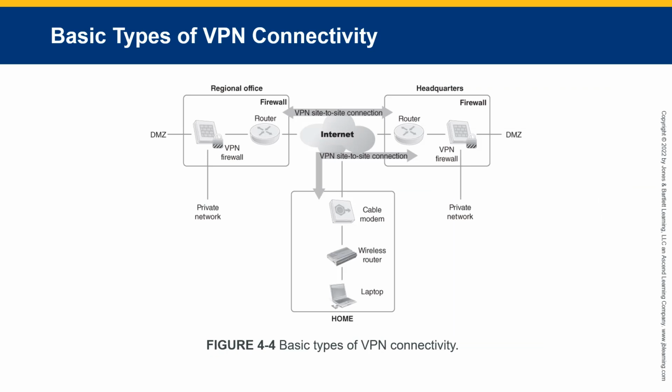This is a visual representation of the basic types of VPN connectivity. A challenge for companies using the internet to connect offices is how to keep communication secure and private. A common solution is a VPN, a virtual private network. By setting up network devices at both offices, you can create an encrypted tunnel through the internet.